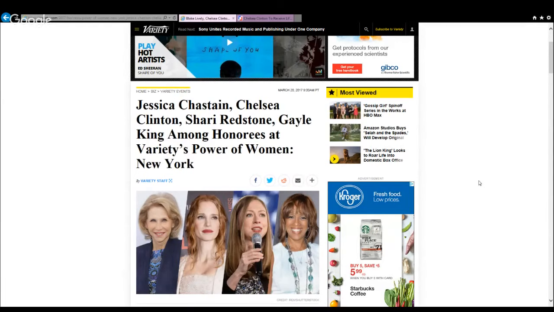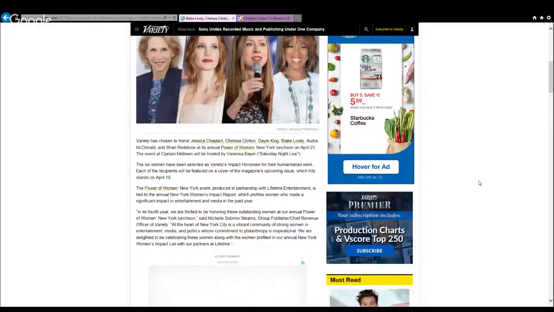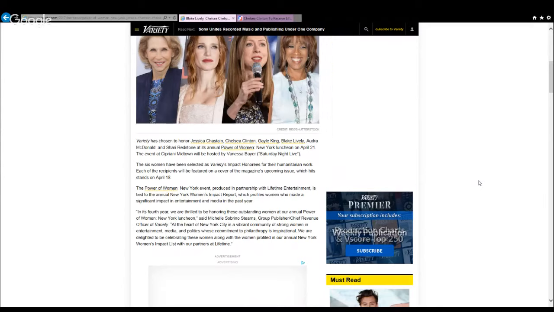Okay. So what does it say? Variety has chosen to honor Jessica Chastain, Chelsea Clinton, Gayle King, Blake Lively, Audra McDonald, and Sherry Redstone at its annual Power of Women New York luncheon on April 21st. The event at Cipriani Midtown will be hosted by Vanessa Bayer of Saturday Night Live. The 6 women have been selected as Variety's Impact honorees for their humanitarian work. Each of the recipients will be featured on a cover of the magazine's upcoming issue, which hits stands on April 18th. The Power of Women New York event, produced in partnership with Lifetime Entertainment, is tied to the annual New York Women's Impact Report, which profiles women who made a significant impact in entertainment and media in the past year.